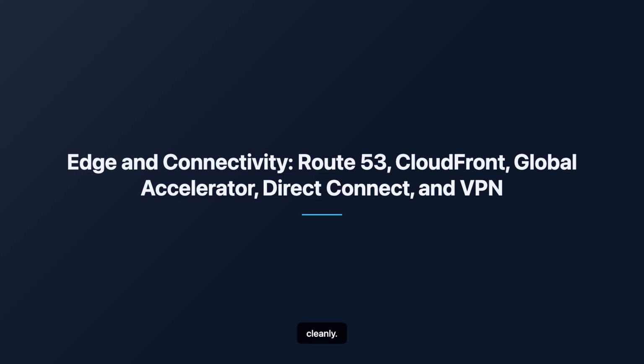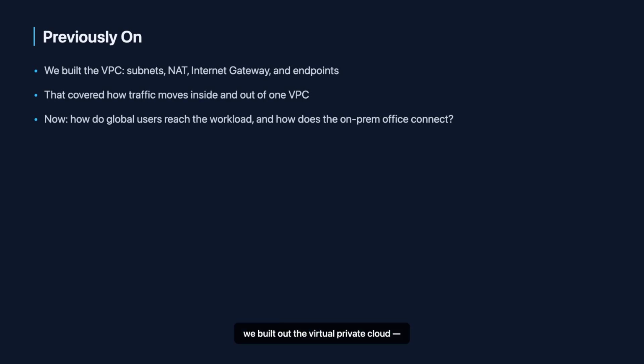that separate them cleanly. In the last episode, we built out the virtual private cloud, subnets, the NAT gateway, the Internet gateway, and VPC endpoints. That covered how traffic moves inside one VPC and how it gets in and out. But a workload sitting in a VPC still leaves two scenarios wide open. How do users scattered across the globe reach it quickly? And how does the client's on-premises office connect into it? That's what this episode is about.